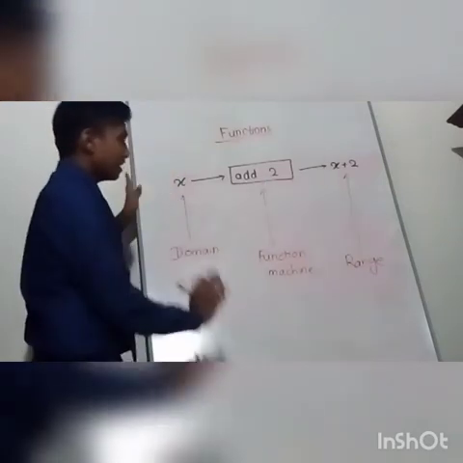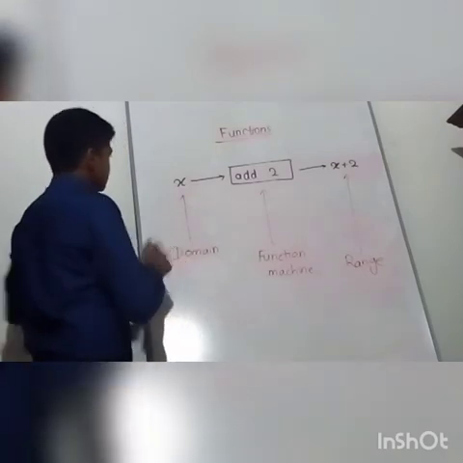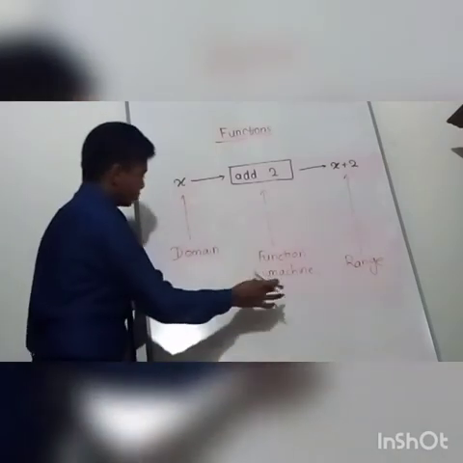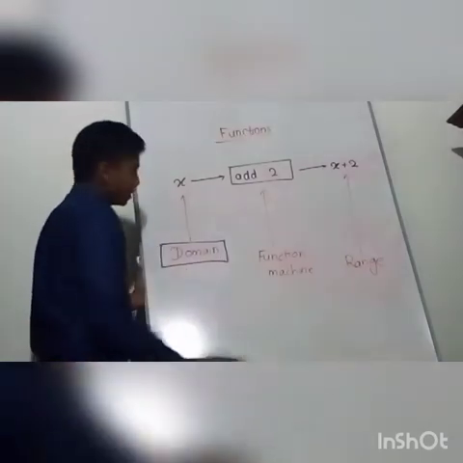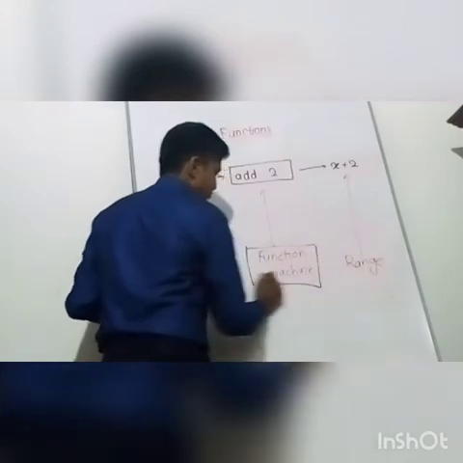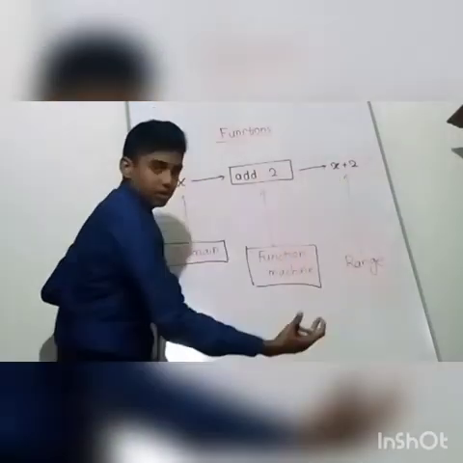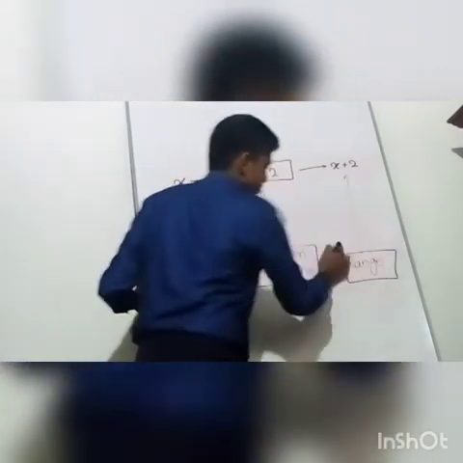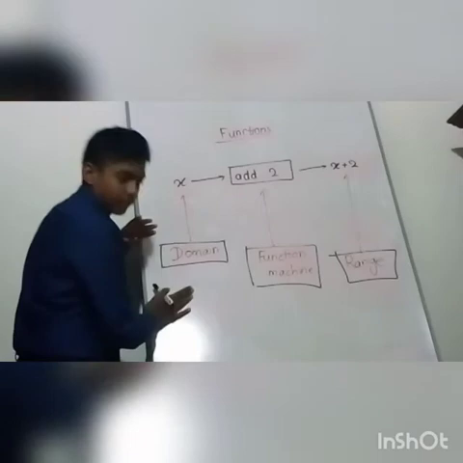So there are some technical names for these mystery things. This x is our input. The input has got the technical name domain. This mystery machine has the name function machine. This x plus 2, our output, is called the range. Our input is named the domain.